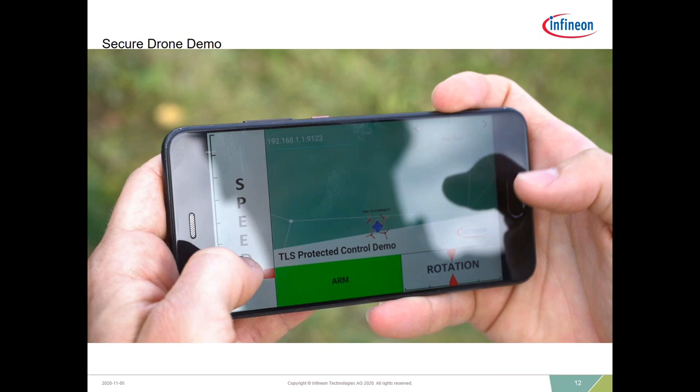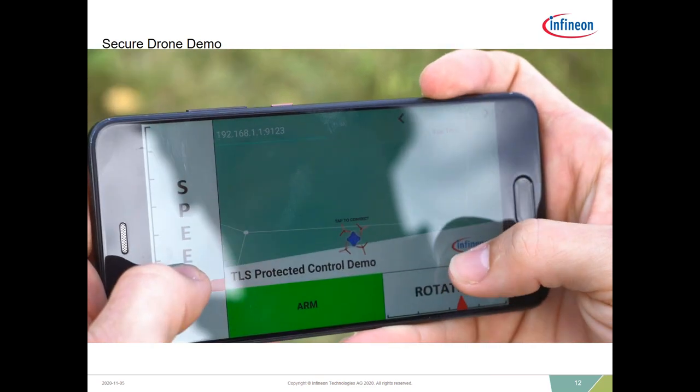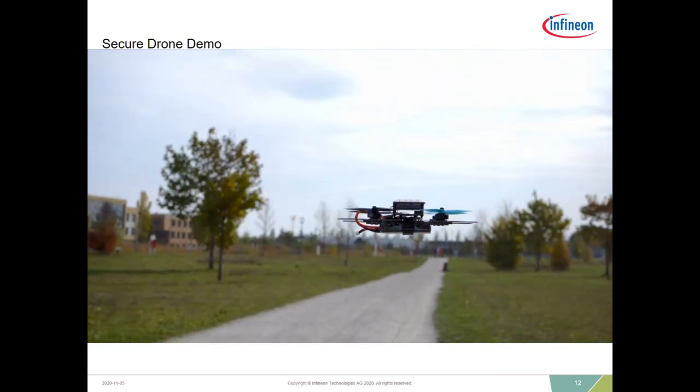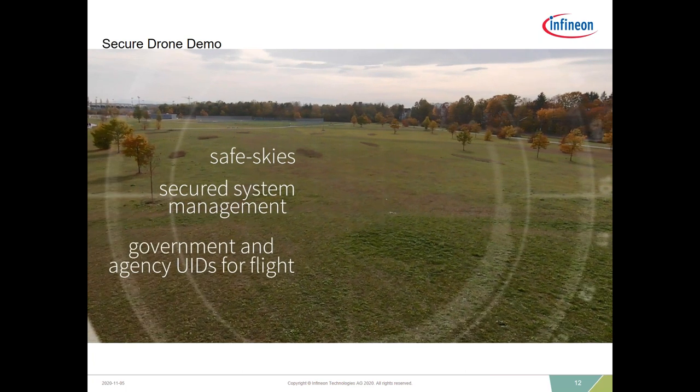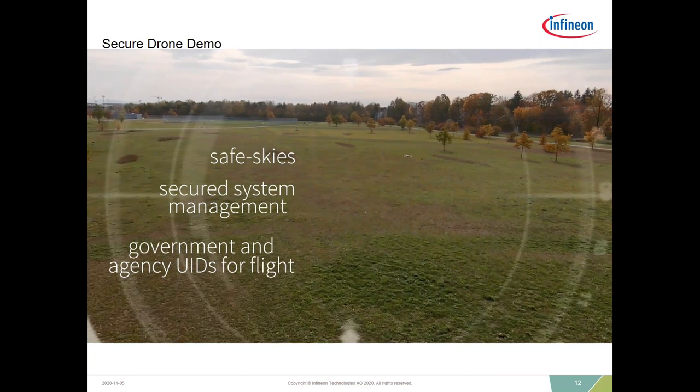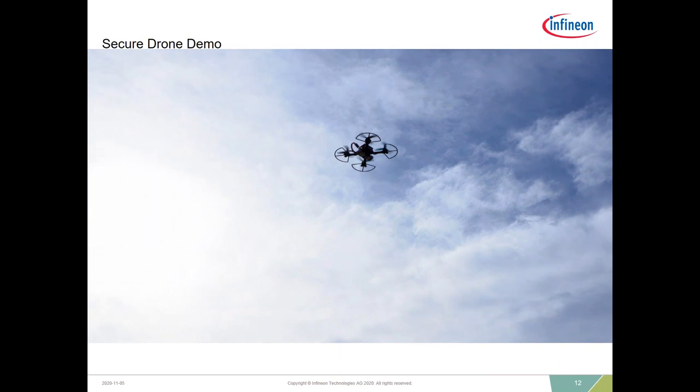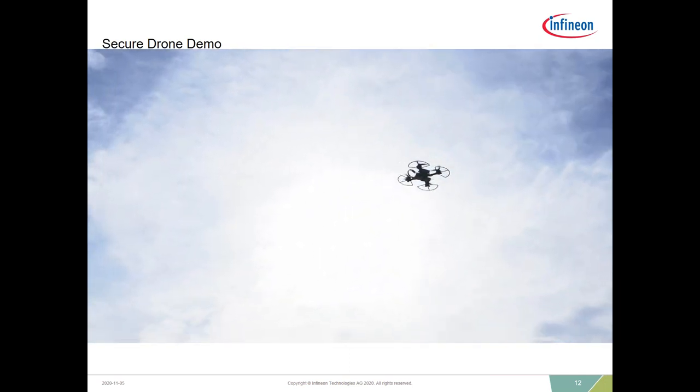So it's not LTE, it's Wi-Fi, and that shows already the need for such non-cellular secure elements, because not all of this wireless connectivity is, of course, LTE or 5G. It is also Wi-Fi, Bluetooth, ZigBee, etc., like we show in this case here. And here by this, now the pilot can operate the drone. This is, by the way, here our Infineon Campeon, where normally there is a no-fly zone, and we also needed permission here to make this video.